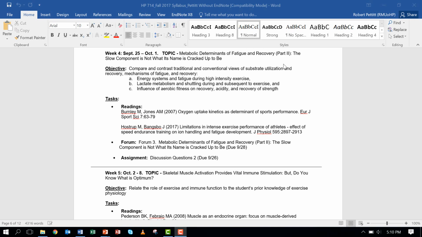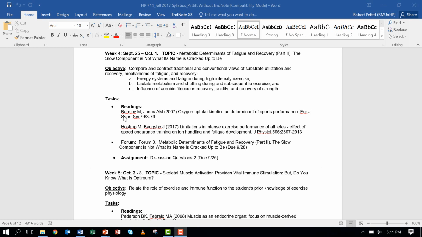The slow component is not what its name is cracked up to be. So let me reveal the provocative title. The slow component is actually associated with the use of fast twitch fibers. So in and of itself, you're kind of like, whoa, why did they call it the slow component?